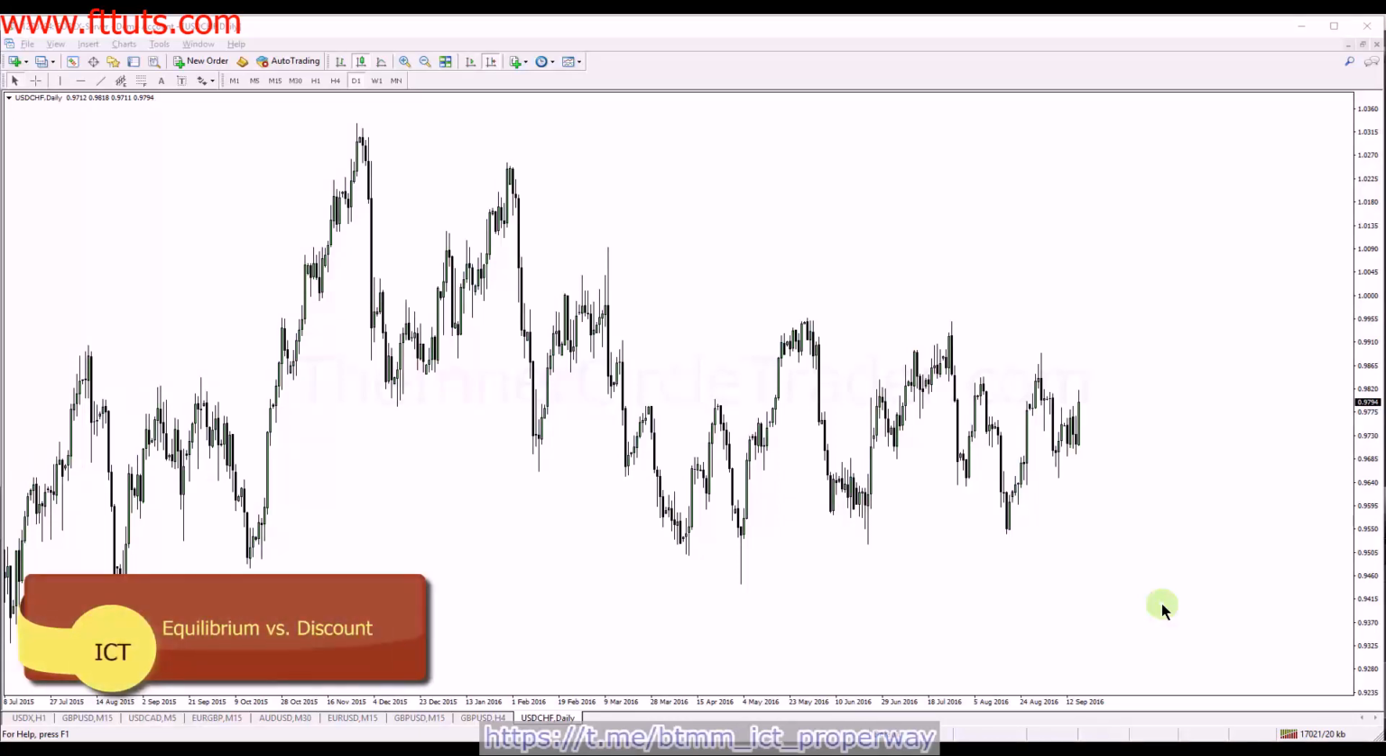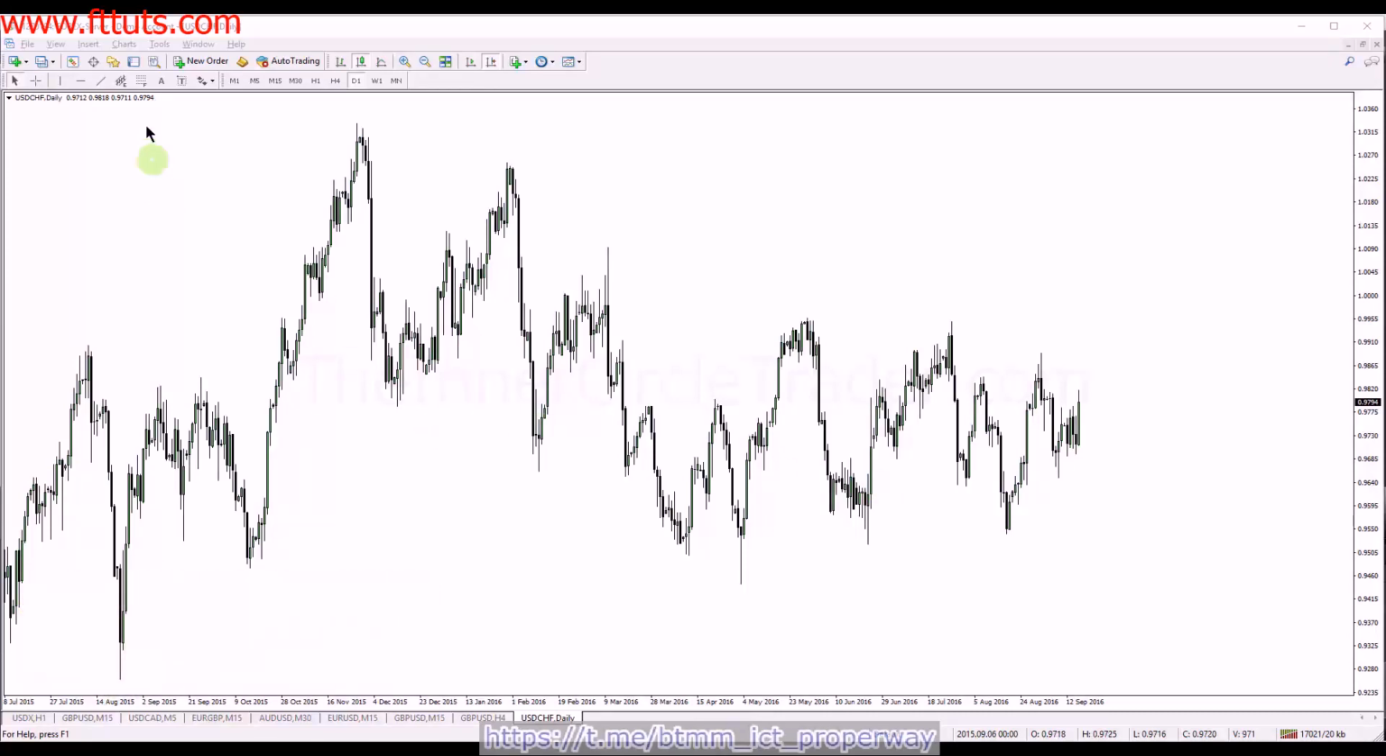Installments for the first month of the ICT mentorship. We are covering equilibrium versus discount. Now, again, just as a forewarning, some of you were actually pupils of mine prior to me starting this mentorship. This is going to seem a little bit elementary initially, but I promise I'll add something to it that may bring a little bit more depth to the understanding of what optimal trade entry is.